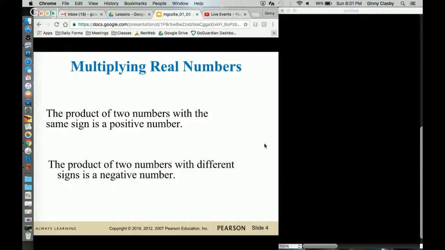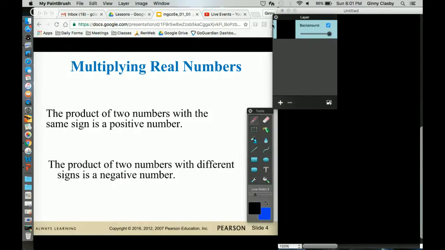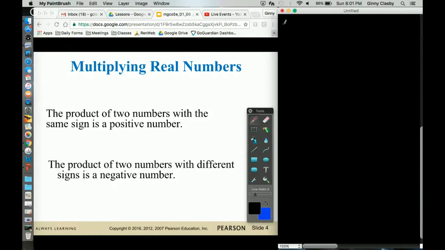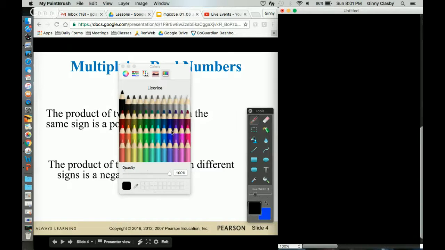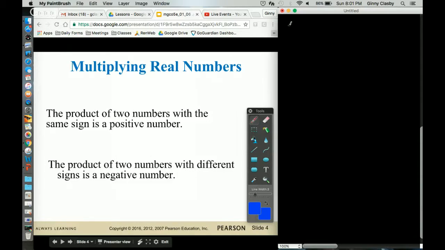So when you're multiplying real numbers, the product of two numbers with the same sign is going to be a positive number. So what that's going to look like is if you have 2 and 4, and they're both positive, your solution is going to be positive. So you have 2 and 4, your solution is going to be a positive 8. If you have -2 and a -4, your solution is still going to be a positive 8.